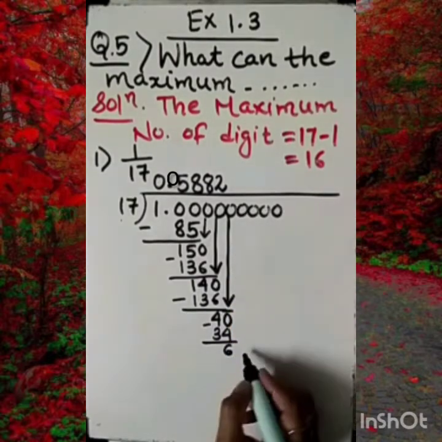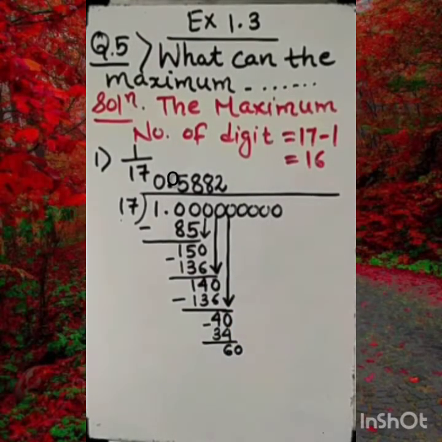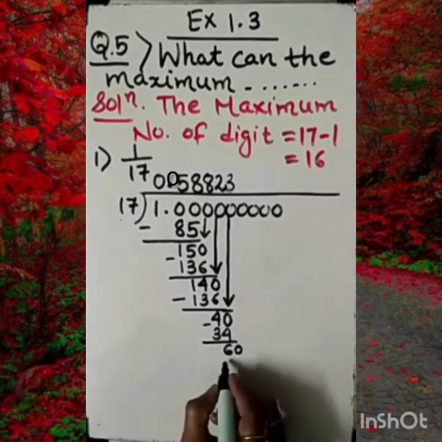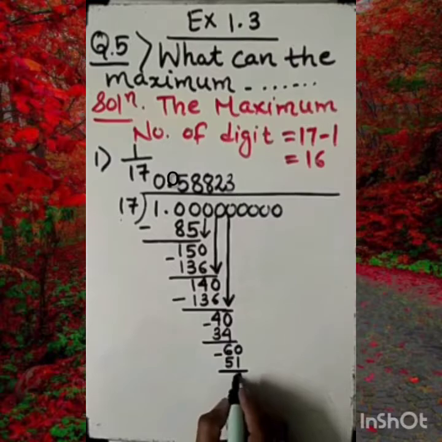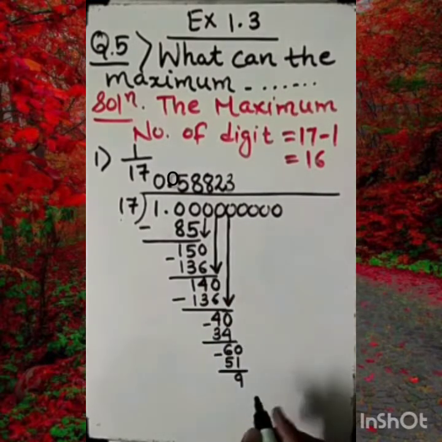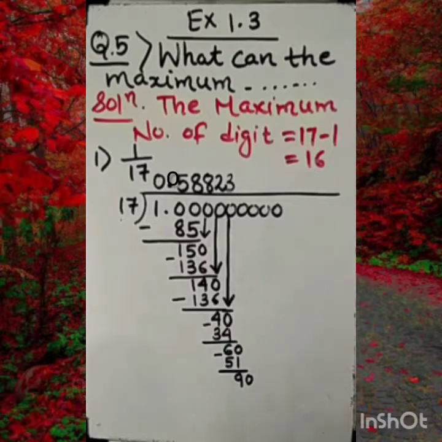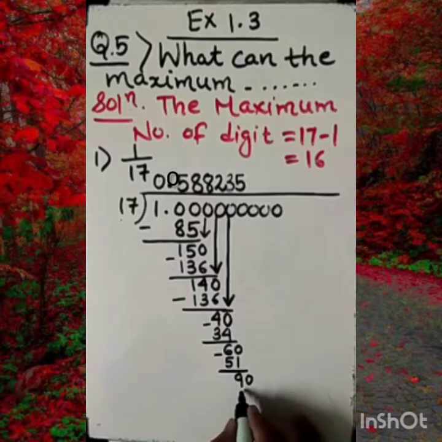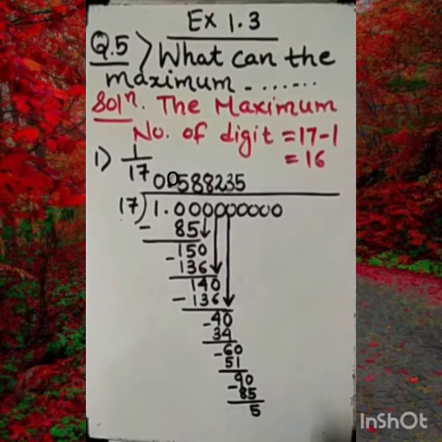One more 0 I am bringing down here. So 60. If we recite the table of 17, we know 17 3s are 51. 60 minus 51 gives the result 9. Let me bring one more 0 down. So again reciting the table, we know 17 5s are 85. 90 minus 85 gives the result 5.